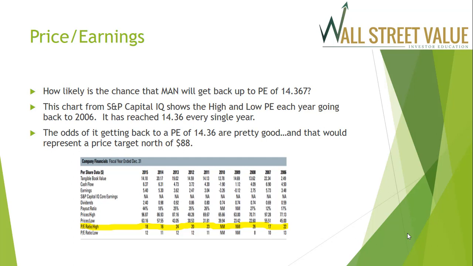I got this chart here from S&P Capital IQ, and this shows us what the high and low PE is each year going back to 2006. And as you can see, it has reached 14.36 every single year from 2015 all the way back to 2006. With this information, I'm pretty confident that Manpower is going to get back up there. We're not asking this company to set a record high in terms of where the price of the stock is going to go. We just want it to get back to average. And if it just gets back to an average valuation, we're going to make a pretty good return.